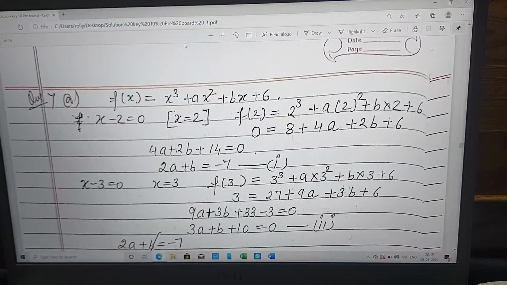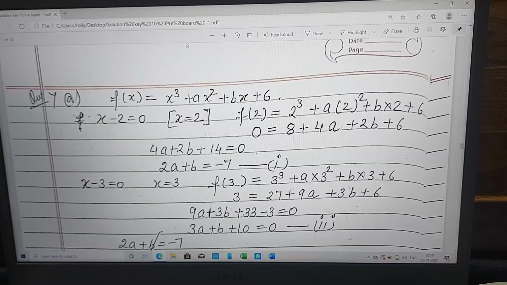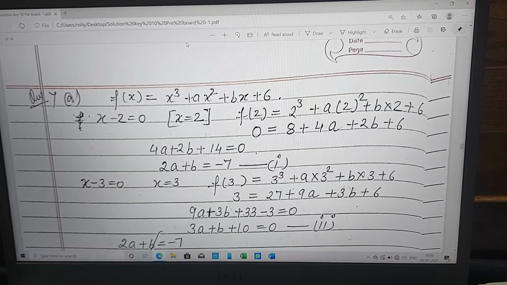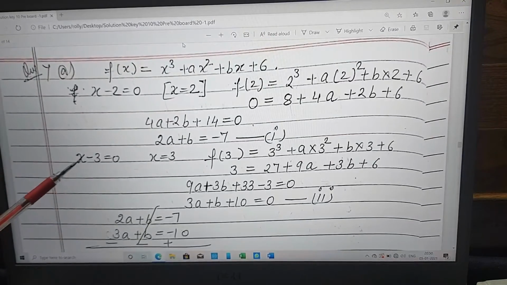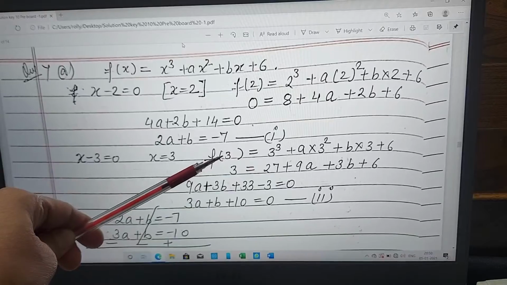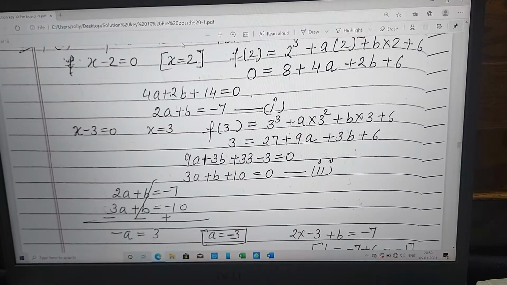Question number 7. Here it is given that if it is x minus 2, then x minus 2 is the factor. So if you put x is equal to 2, then you will get remainder as 0. So we have got one equation this way. And if you divide this expression, x cube plus ax square plus bx plus c, by x minus 3, then you get remainder as 3. So if you put x is equal to 3 in this expression, remainder will not be 0, remainder will be 3. Clear? So this way you have got two equations.